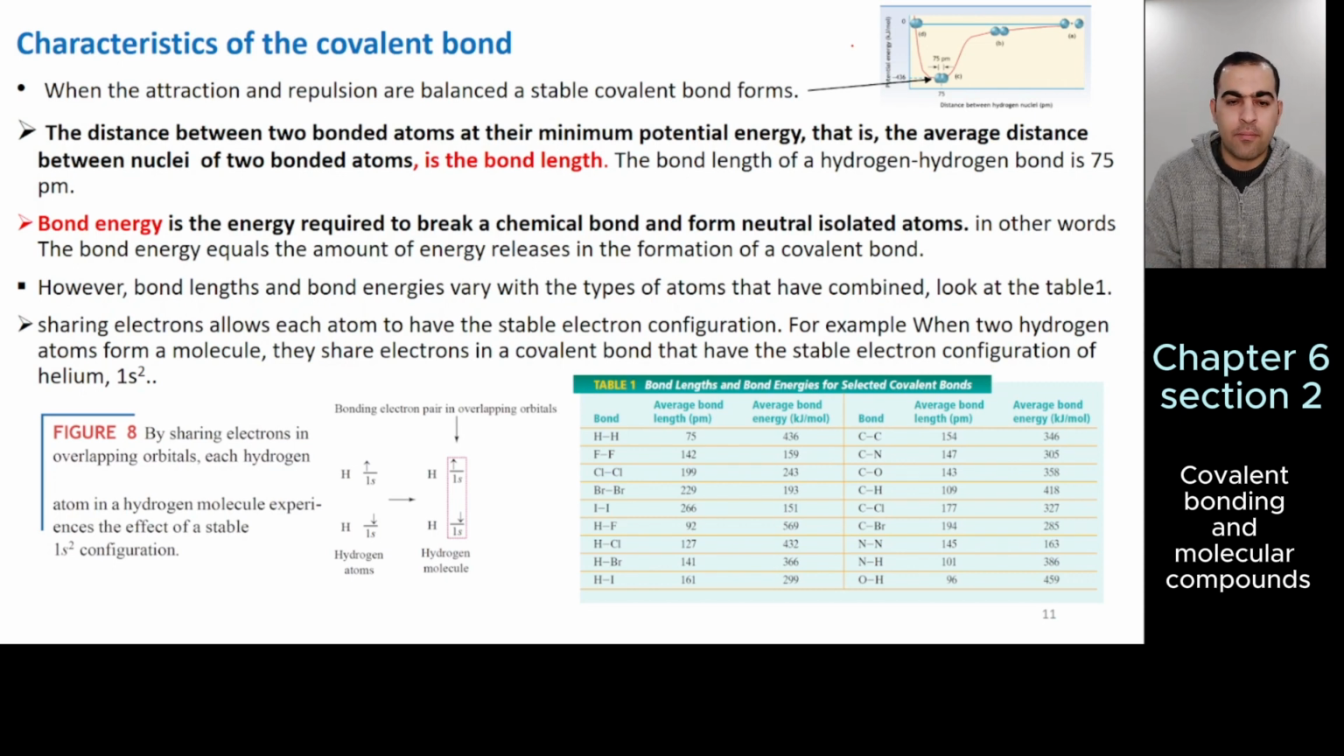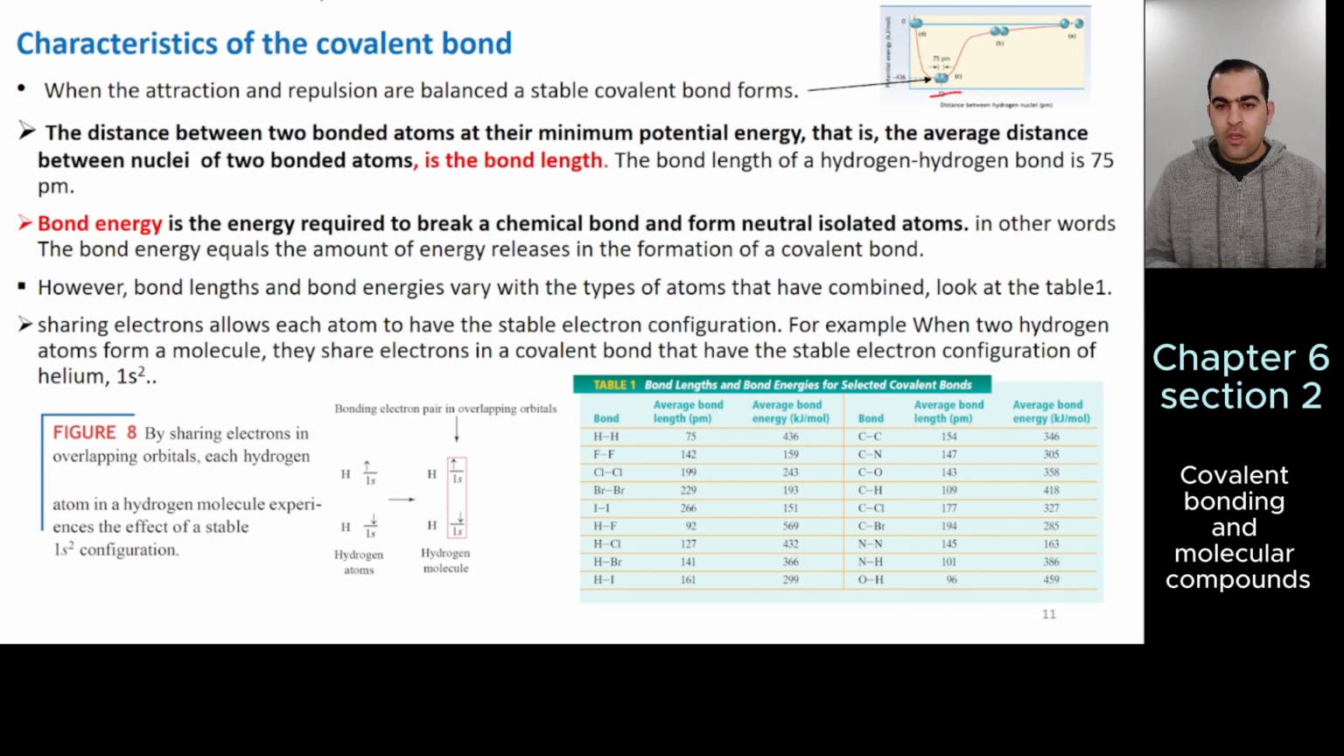Characteristics of a covalent bond. When the attraction and repulsion are balanced, a stable covalent bond forms. Okay, as we said, in this figure part C1, when attraction and repulsion are balanced, a covalent bond forms. The distance between two bonded atoms at their minimum potential energy, that is the average distance between the nuclei of two bonded atoms, is the bond length.